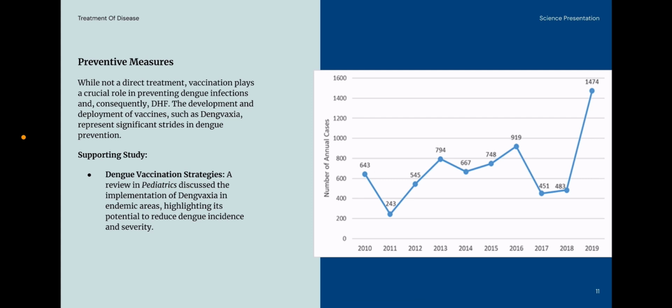Okay, this graph shows the number of annual cases from 2010 to 2019, and as we can see, from 2018 to 2019, there's a great spike in the number of annual cases compared to the years prior.